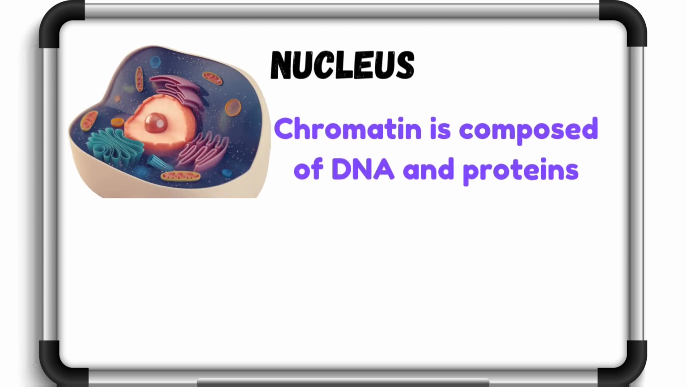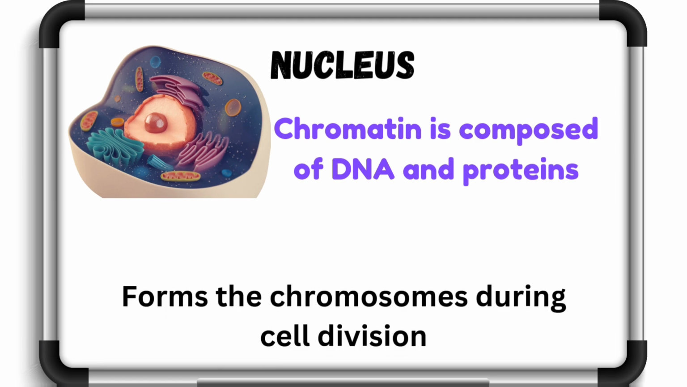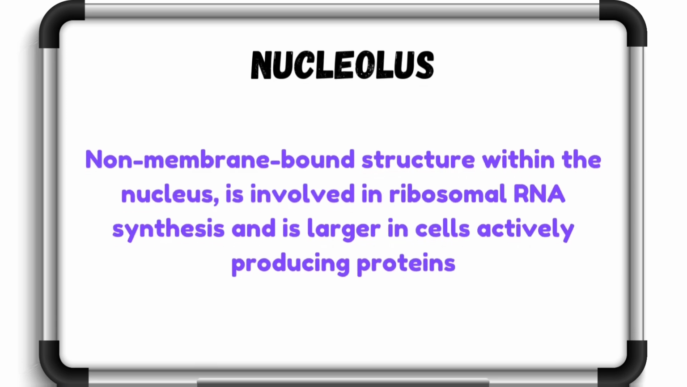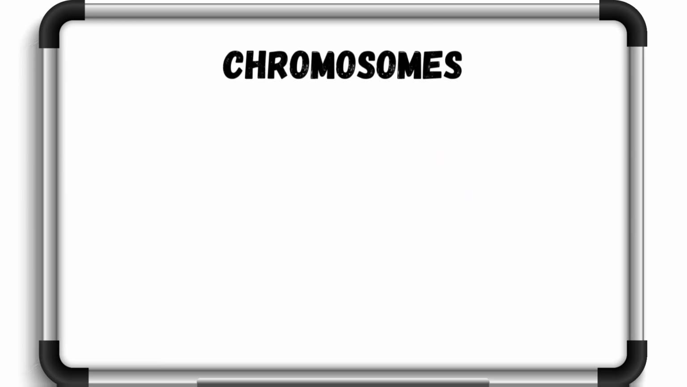Inside, chromatin is made of DNA and proteins, histones and non-histones, forming chromosomes during cell division. The nucleolus, a dense, non-membrane-bound structure, is responsible for ribosomal RNA synthesis and is larger in cells with high protein production. Finally, let's talk about chromosomes.